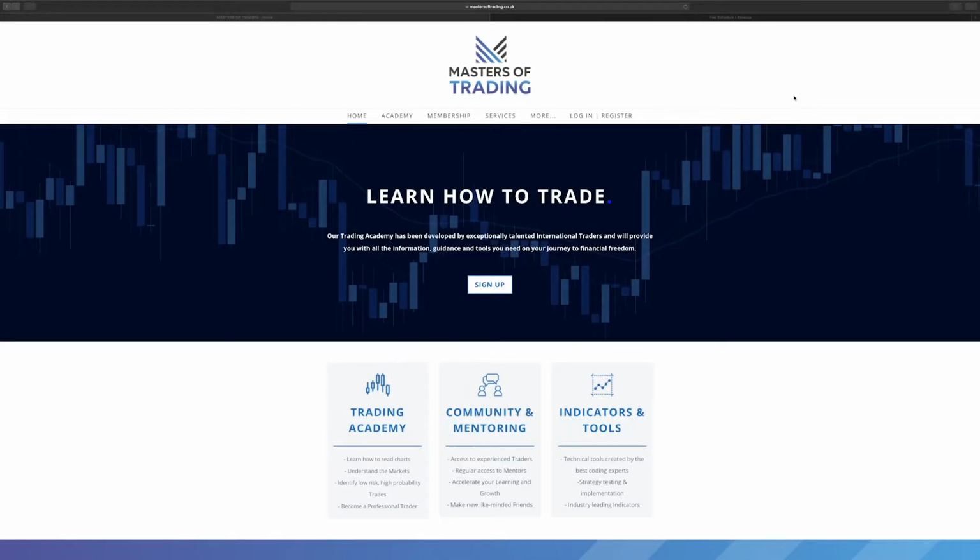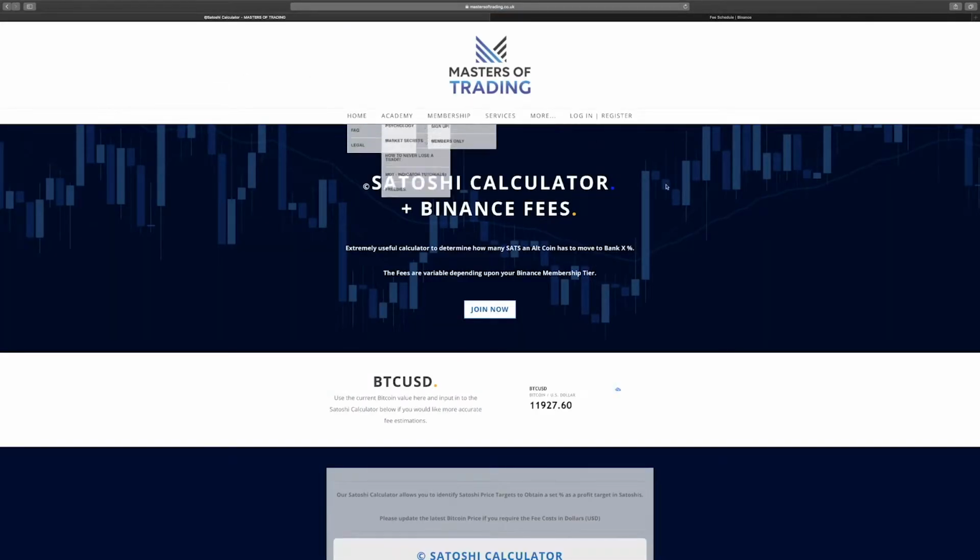So if you head to our home page, we have our titles here. We can go across to more, go down to calculators, Satoshi Calculator. And here we go: Satoshi Calculator and Binance fees. This could actually be any exchange, to be honest with you. You just put the correct percentage fee in. This is an extremely useful calculator to determine how many sats an altcoin has to move to bank X percent.